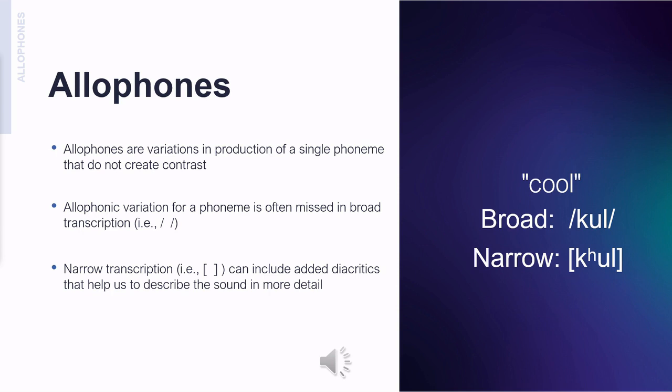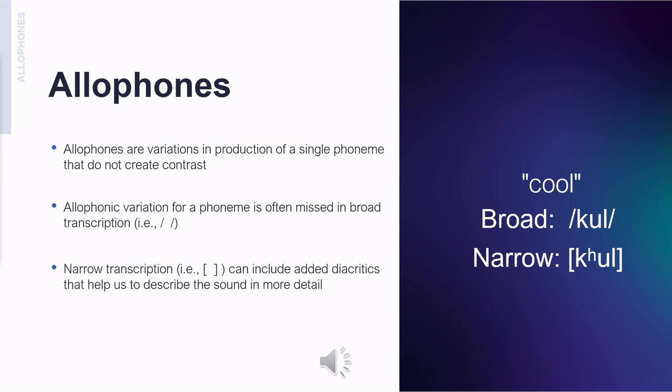It is important to note that allophonic variations for phonemes are often missed during broad transcription. Broad transcription, often referred to as phonemic transcription, includes the target phonemes placed between two slash marks. Conversely, narrow transcription, placed between two brackets, often includes more information about the pronunciation of how the sound was said. Narrow transcription often includes diacritics or additional markers to help us to describe the sound in more detail.